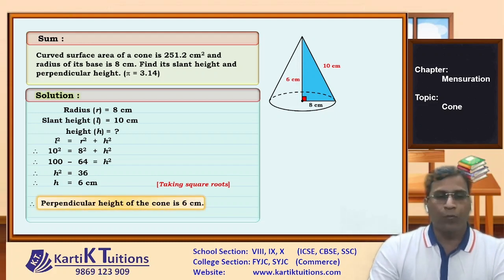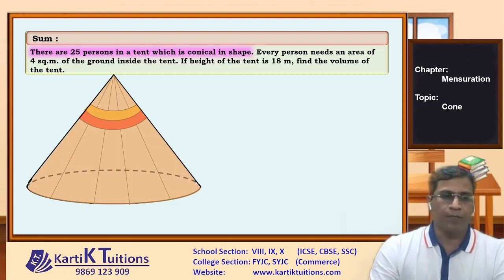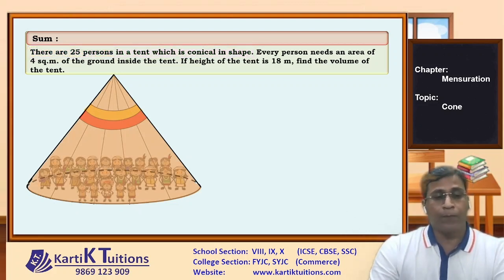Let's look at one more sum. Now this sum is related to your daily life example. So listen to it carefully. There are 25 persons in a tent which is conical in shape. So there is a nice big tent. In what shape? Cone shape. Now there are 25 persons. So inside there are 25 people. Every person needs an area of 4 square meter on a ground inside the tent. So for each person, the area requirement is 4 meter square.